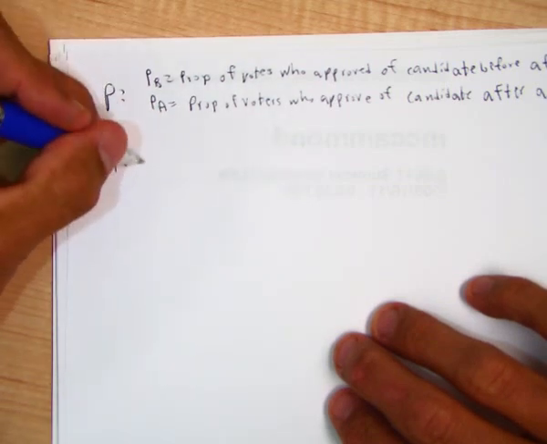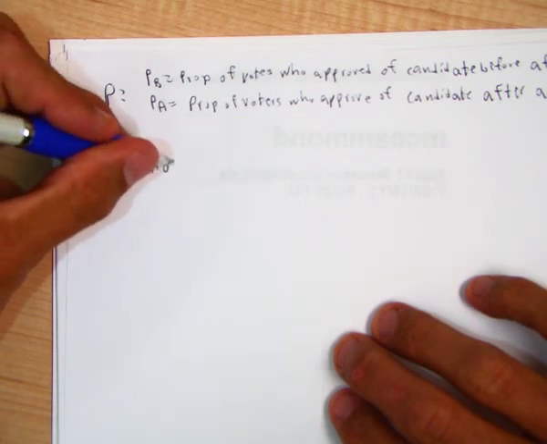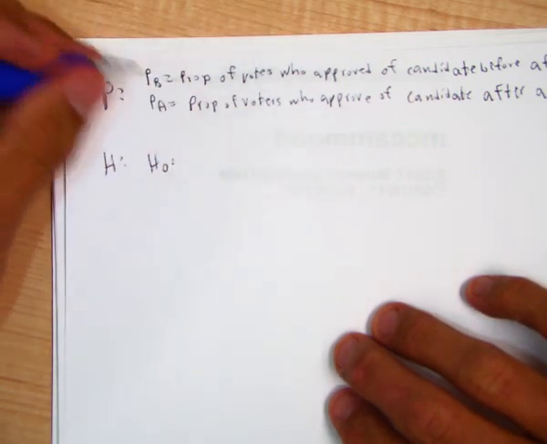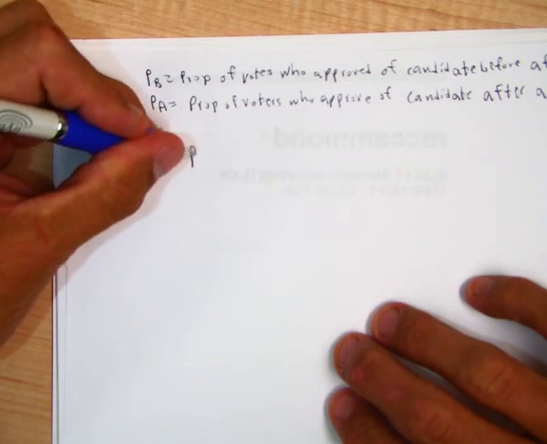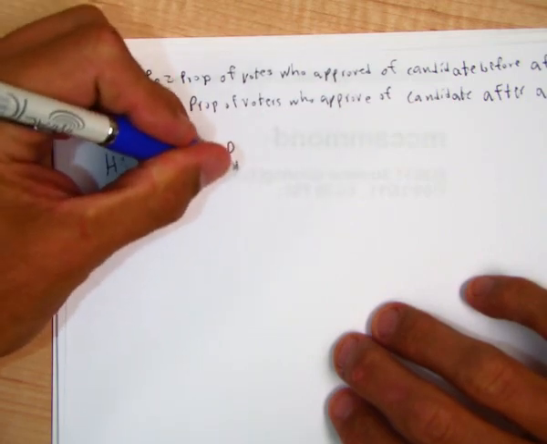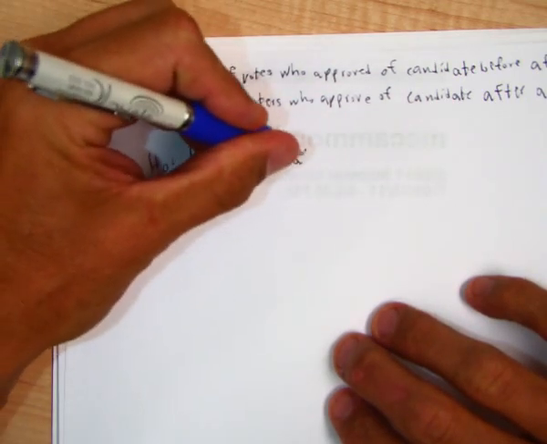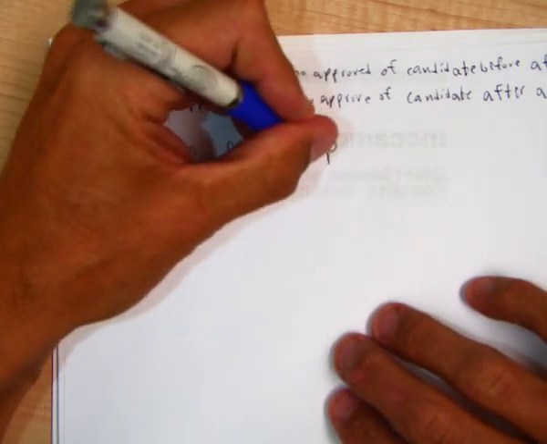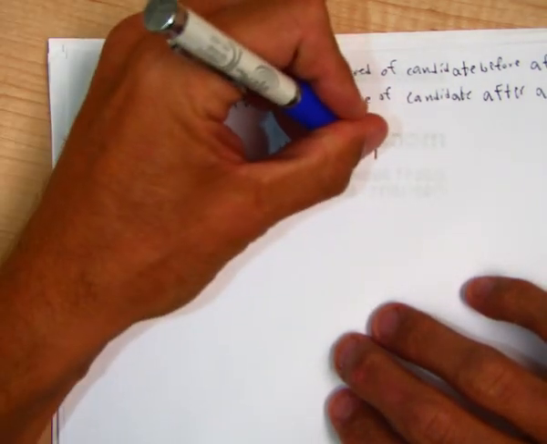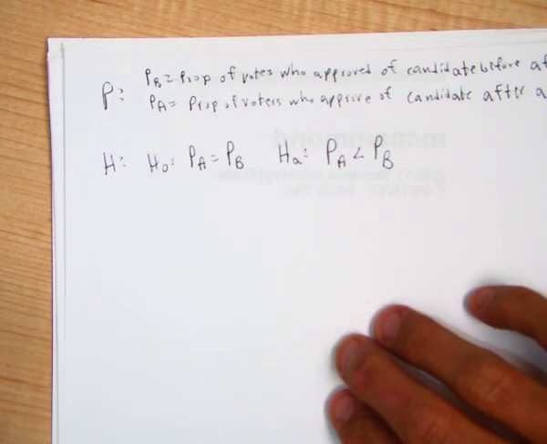Hypothesis. Well, the null hypothesis is that the proportion who approve after equals the proportion before, and the alternative hypothesis is we want to see if there's a decrease, so we're going to do after is less than before.